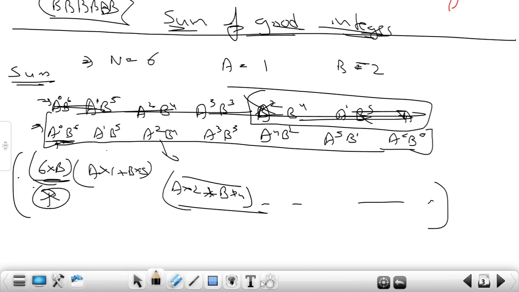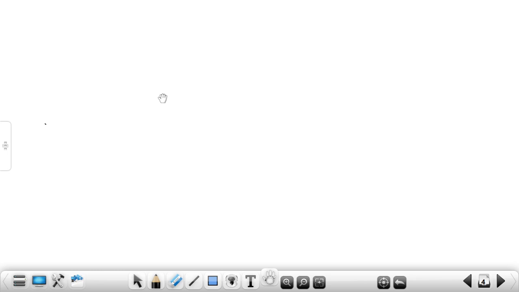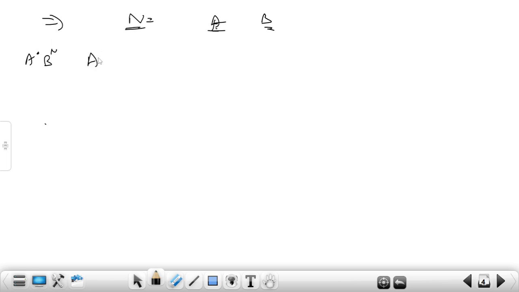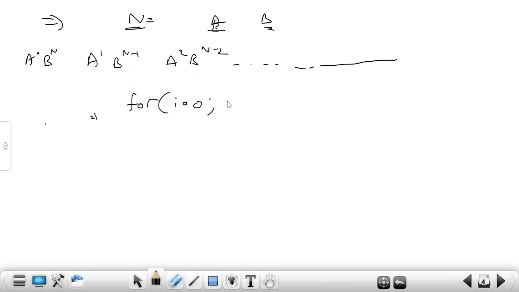Okay, so till now we have figured out that I can simply calculate all the possible sums. If I have n value and I have a and b, I can find how many possible values of sum there are. I have a0 b n. After that I can have a1 and b n minus 1 times. After that I can have a2 and b n minus 2 times, isn't it? These are the possibilities. So I'm going to check all the possibilities for i equals to 0, i smaller than n, i plus plus.